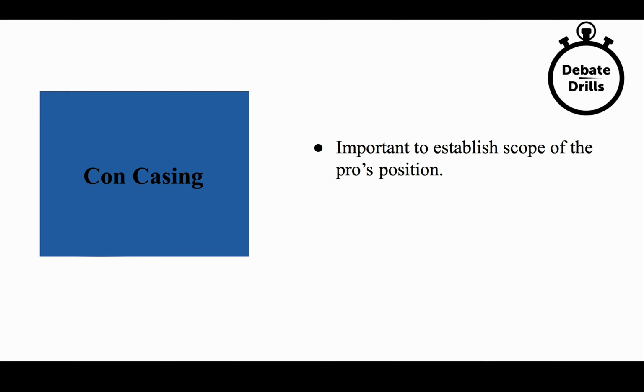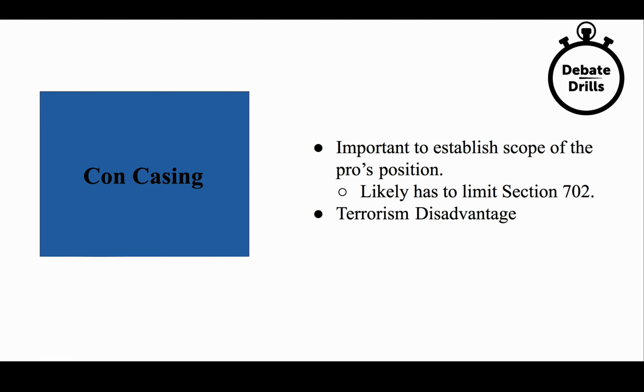So as a result, no matter what position you're going for on the con, it will be important for you to read evidence that does in fact talk about making sure that there is flexibility for the NSA, the ability to have incidental collection of American data as part of that, and not imposing restrictions. So you should read evidence that they have to limit Section 702.